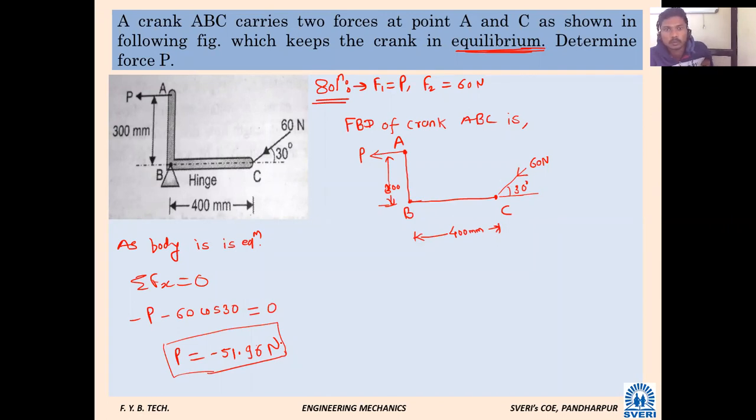Suppose we had applied summation Fy equal to 0. What would have come? Force P does not come in it, sir, because it is horizontal. It will not come because it is horizontal. This can be one logic of this problem. If you apply summation Fx, it will become 0.